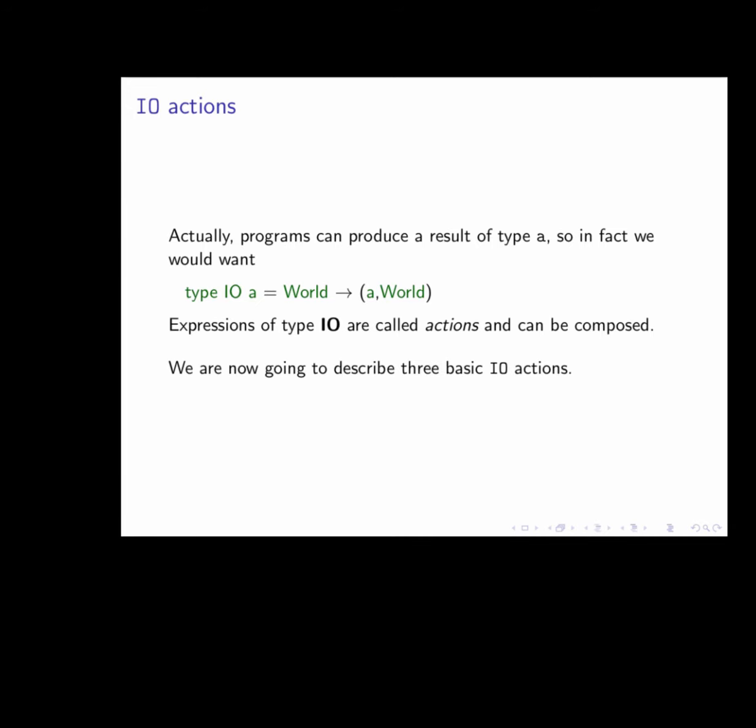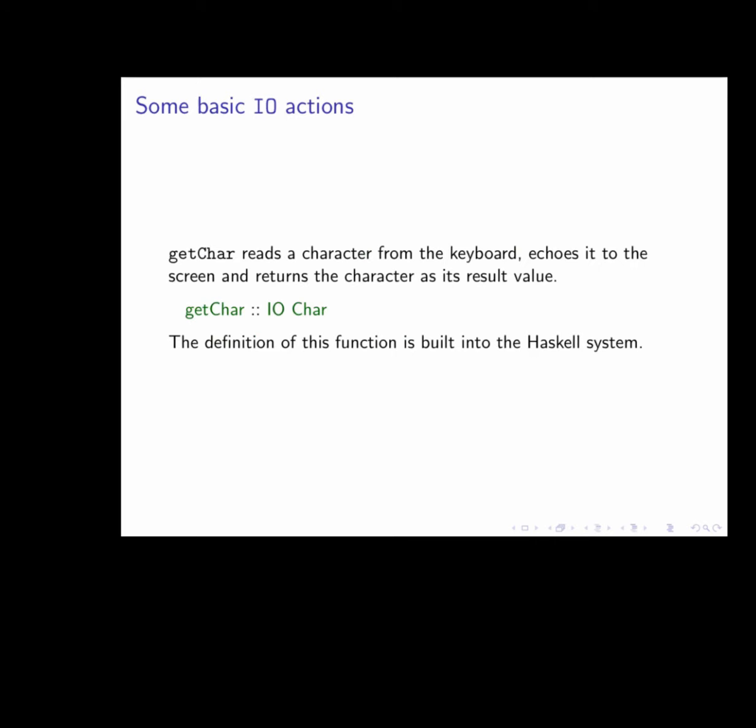I'm now going to describe three basic I/O actions that can be used to build more complicated I/O actions. The first one is an input I/O action that allows us to input a character from the keyboard. It's called getChar. It reads a character from the keyboard, echoes it to the screen, and then returns the character as its result value. So this is an I/O action of type IO Char. This is a primitive of the Haskell system.